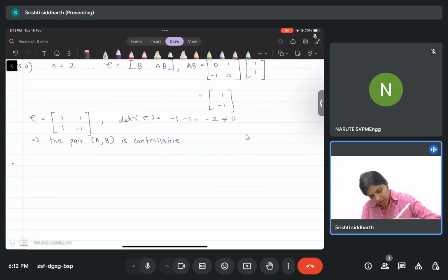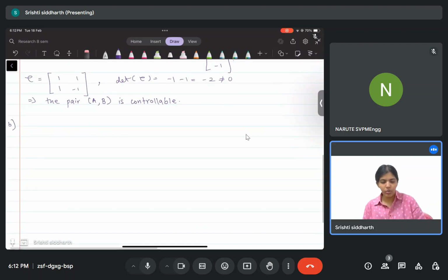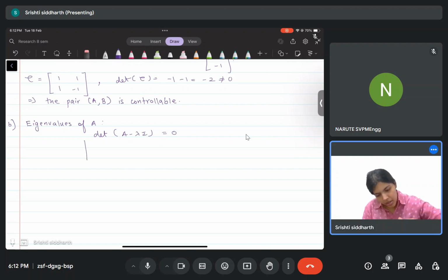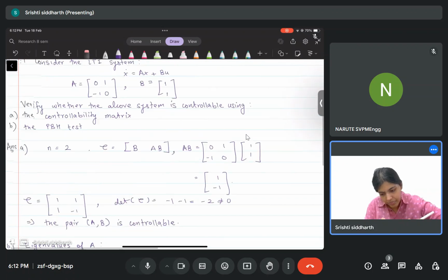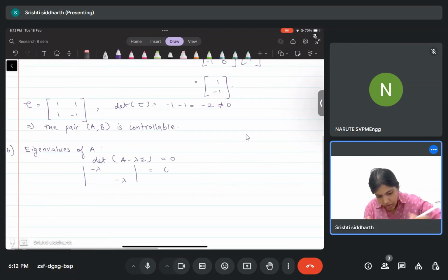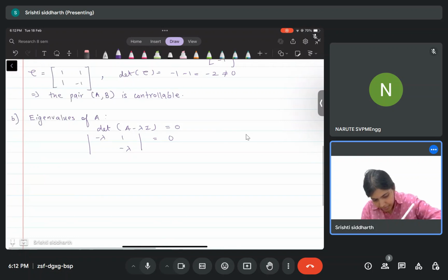Now we'll perform the PBH test. The PBH test requires eigenvalues, so we'll first compute the eigenvalues of A. That is computed by determinant of A minus lambda I equals 0. So we have minus lambda and minus lambda here, then we have 1 and minus 1. This is simply lambda squared plus 1 equals 0, which implies that lambda is plus or minus i.